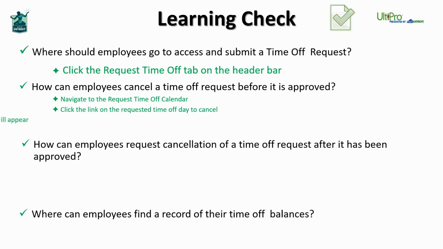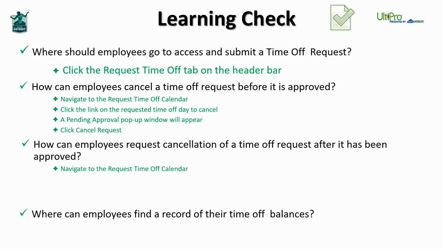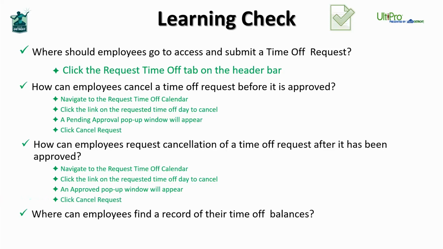A pending approval pop-up window will appear. Click Cancel Request. How can employees request cancellation of a time off request after it's been approved? Navigate to the Request Time Off calendar. Click the link on the requested time off day to cancel. An approved pop-up window will appear. Click Cancel Request.